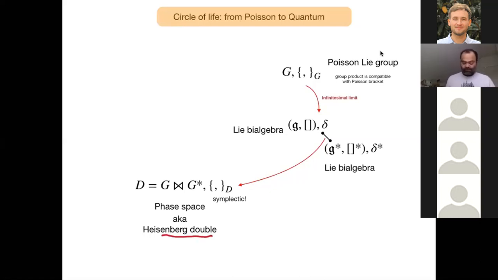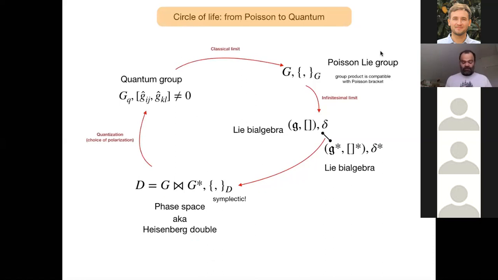Once you have this Heisenberg double, which is a phase space, you can choose a polarization, it can be G or G star, whatever. Let's say G, the configuration, I can quantize that. And then you're going to get a quantization if you have a non-trivial Poisson bracket on G, right? If the Poisson bracket is not zero, then upon quantization you're going to get the matrix elements, for example, of the group to be non-commutative. That's what we call a quantum group. And then you can take a classical limit and then start again.